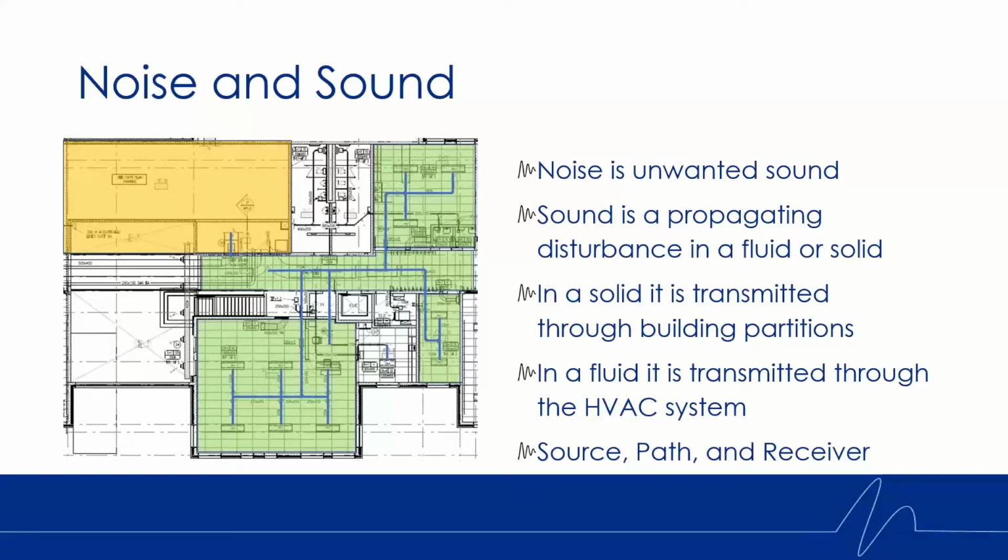If you look at that image on the left of the slide there, that's a typical school layout. That yellow box there, that's the mechanical room, that's the source. That's where all the noisy equipment is. The green boxes there, that's your library and a classroom, corridor, office. These are the receivers. These are the people who are going to be hearing that noise from the mechanical room. And those blue lines, they are the path. That's how the sound travels from the source to the receiver, and that's the ductwork, and that's what we're going to be talking about today.